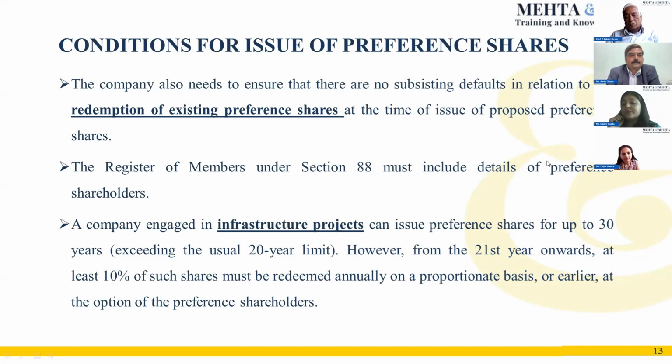So as we have discussed, preference shareholders are the members of the company. So accordingly, the register of members under Section 88 of the Companies Act must include the details of preference shareholders as well. The preference shares now can be issued only for a maximum time limit of up to 20 years. However, there is an exemption that companies engaged in the business of infrastructural projects can issue preference shares for 30 years. However, from the 21st year onwards, at least 10% of those preference shares need to be redeemed annually on a proportionate basis.